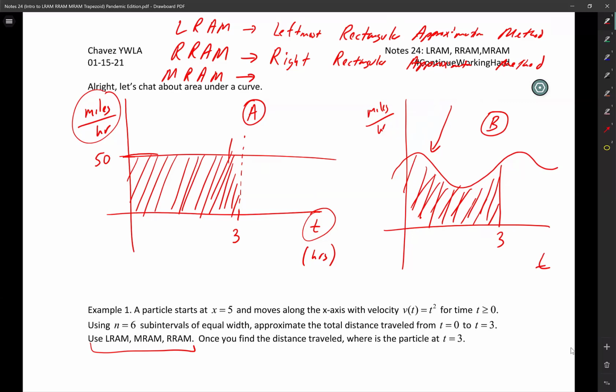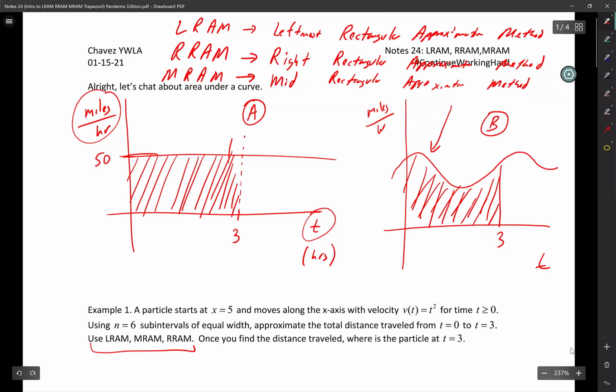And tell me if it says left or leftmost. Take a guess for M. Middle. Yeah. Mid rectangular approximation method. And we're going to do all of them.